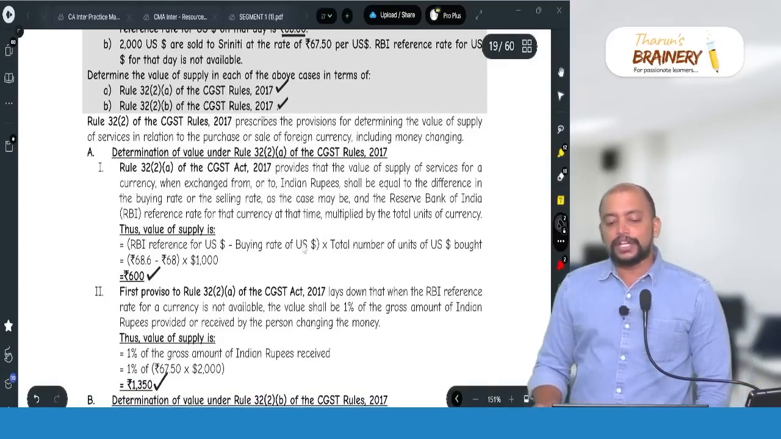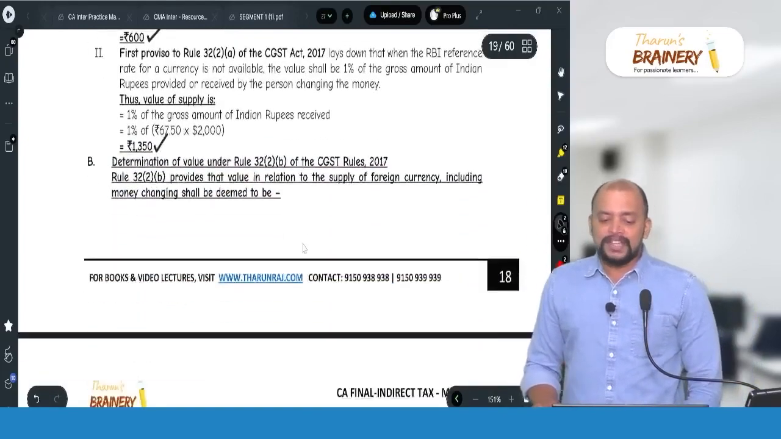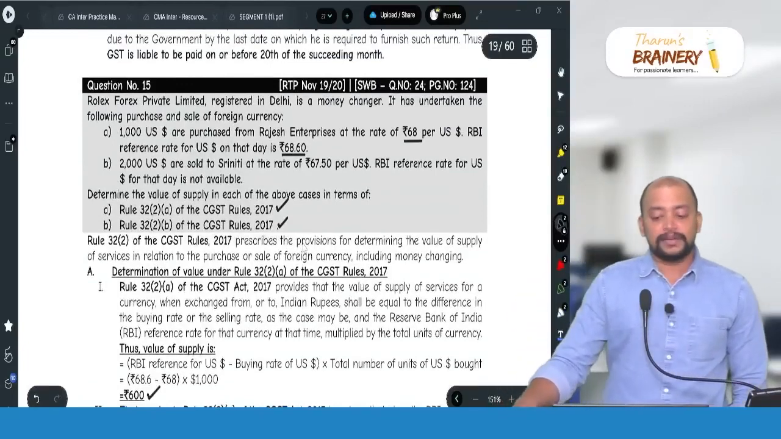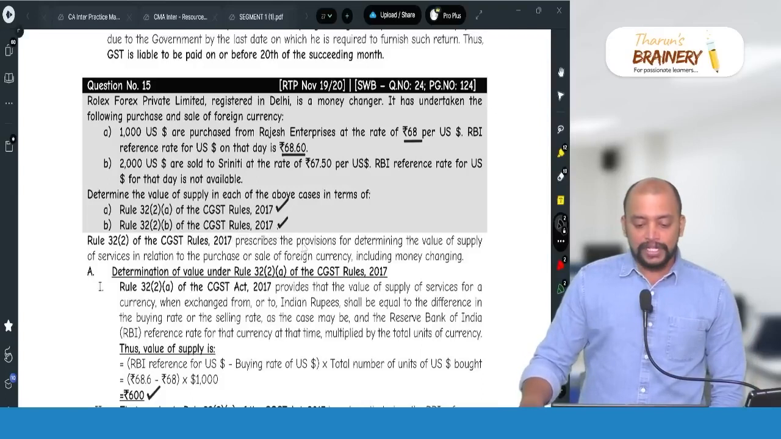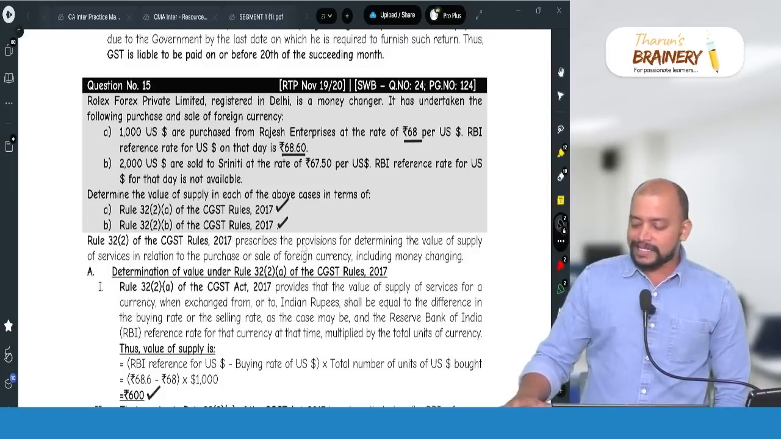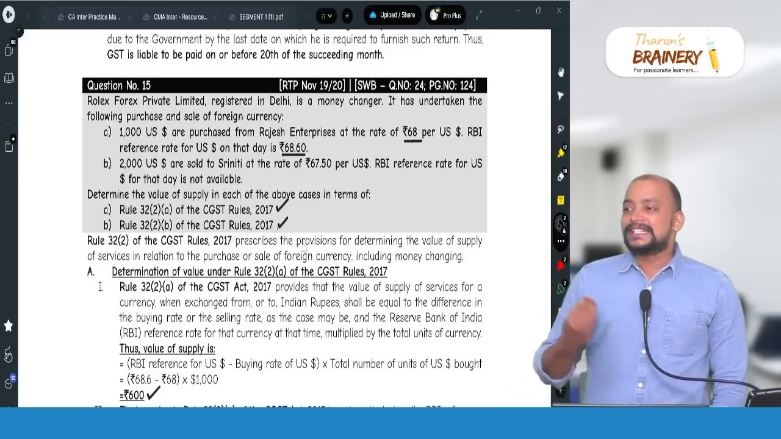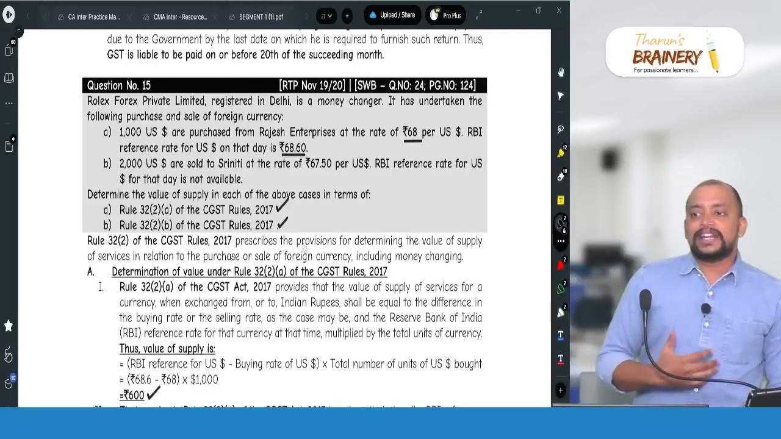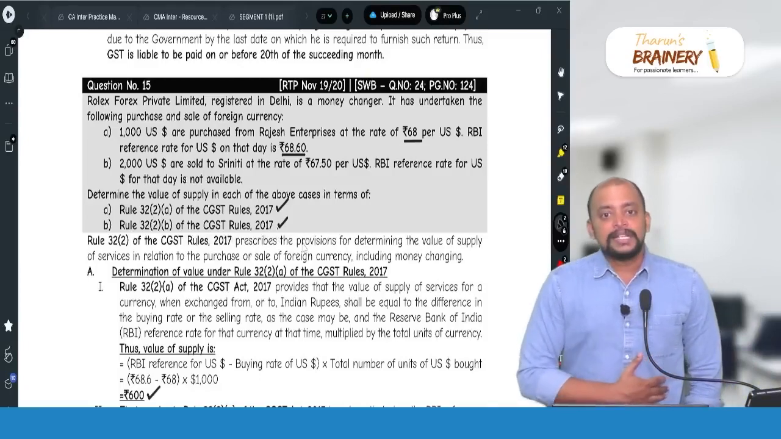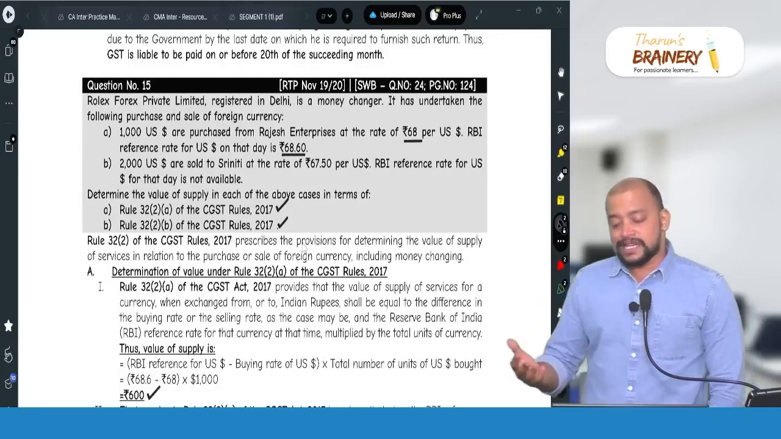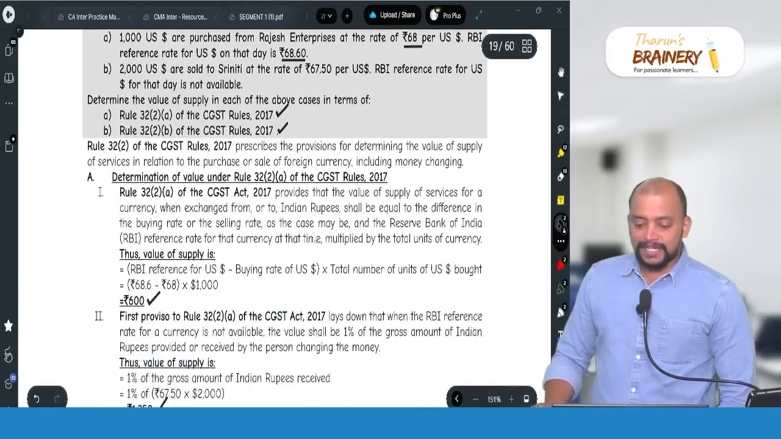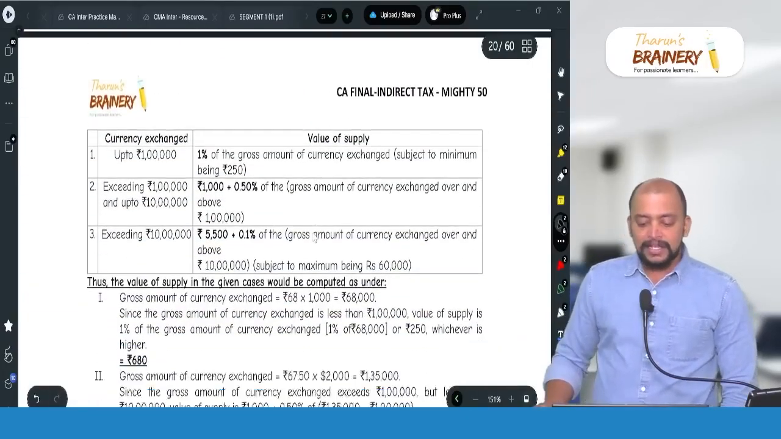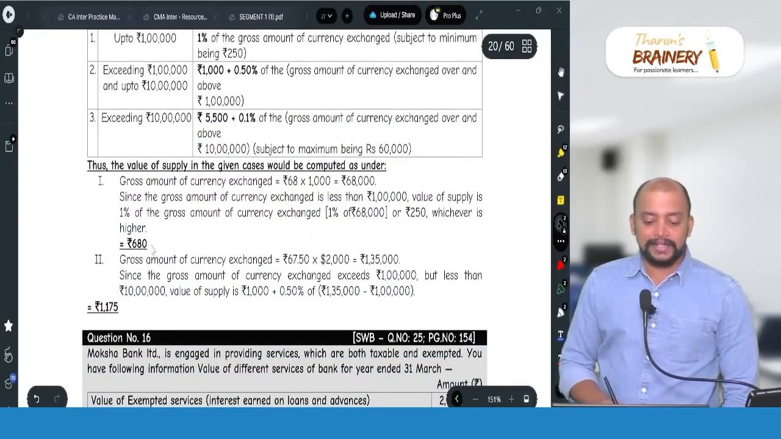Suppose if it is rule 32.2B, in 32.2B, we need to follow the slab rate model. For that, first we need to know what is the gross amount in Indian rupees. So $1000 into 68, 68,000 rupees. 68,000 rupees comes in the first slab. In case of first slab, it is 1% of the gross amount or 250, whichever is higher. So 68,000 into 1%, 680, or 250, whichever is higher. So therefore, 680 will be taken as the answer.